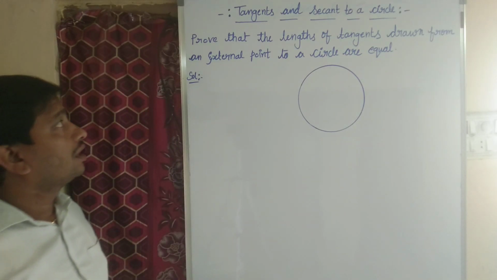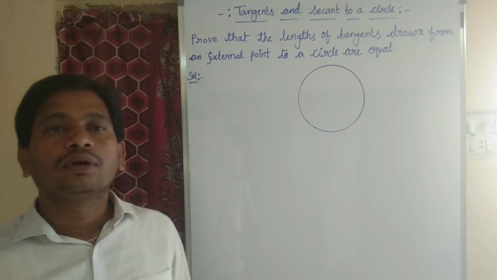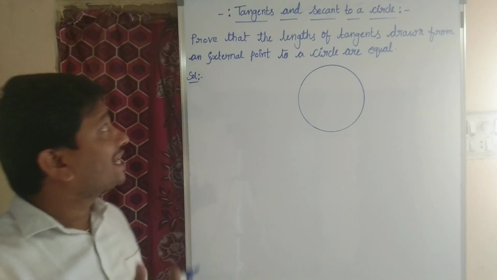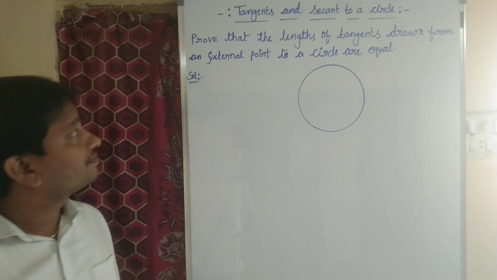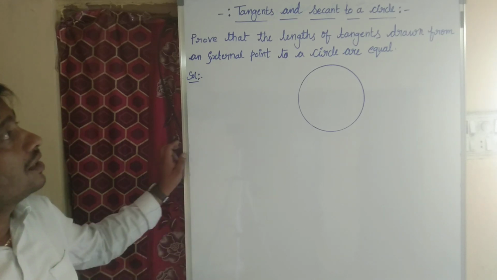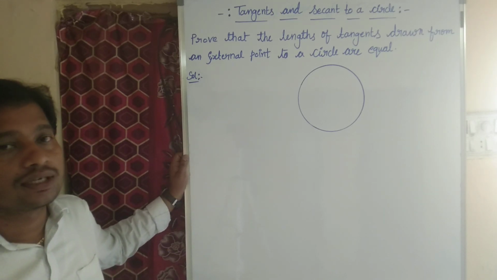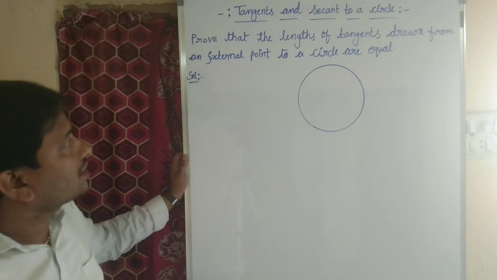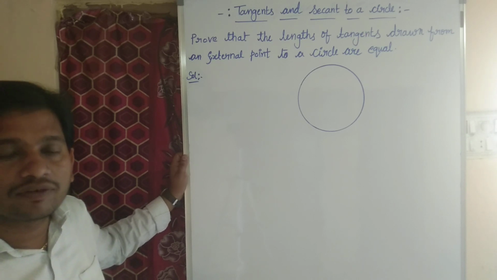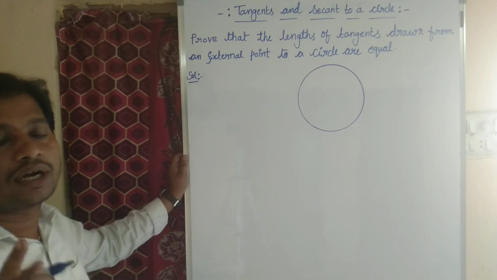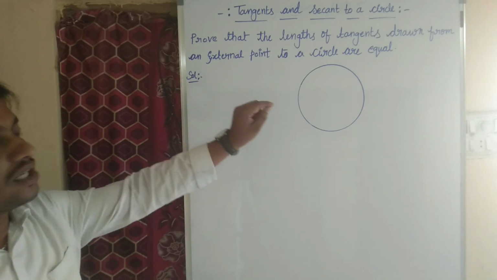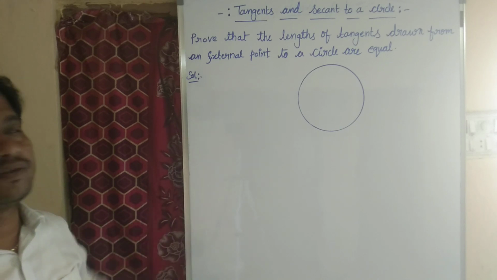And today's session, let us discuss tangents and secant to a circle, one of the most important theorems. Prove that the lengths of tangents drawn from an external point to a circle are equal. Length of the tangents drawn from external point to a circle are equal.